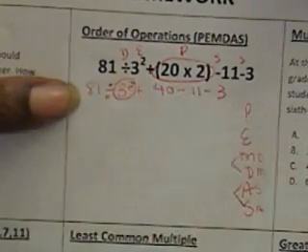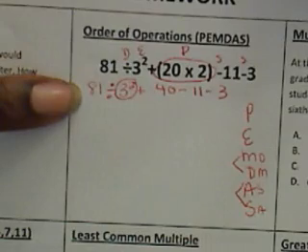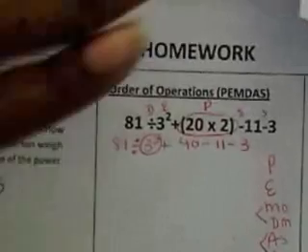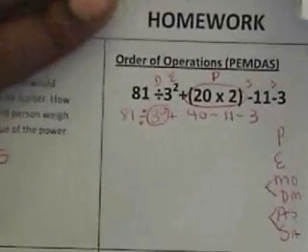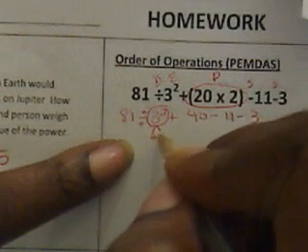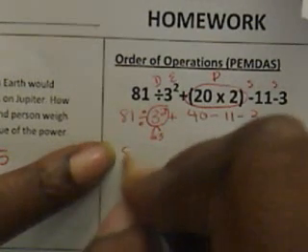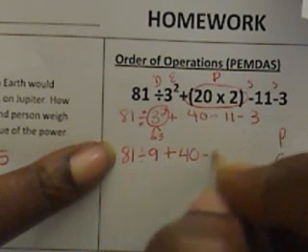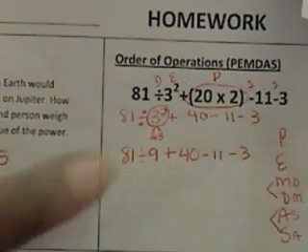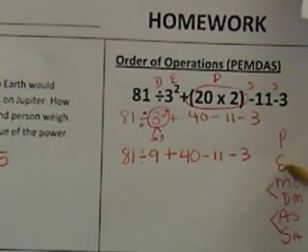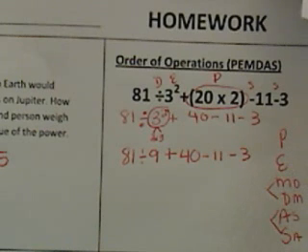Here's the issue. Your brain wants to tell you that this is 6. This is not 6. What is this? Kaylin, what is 3 to the second power? What's 3 times 3? 9. So we got 81 divided by 9 plus 40 minus 11 minus 3. Okay, so we did our parentheses. We did our exponent. Now we got to figure out what's next.